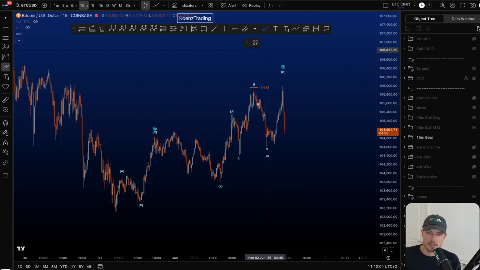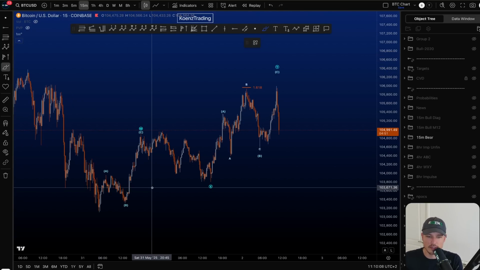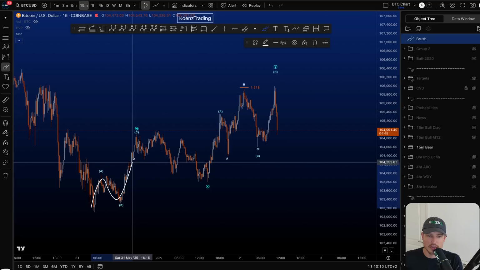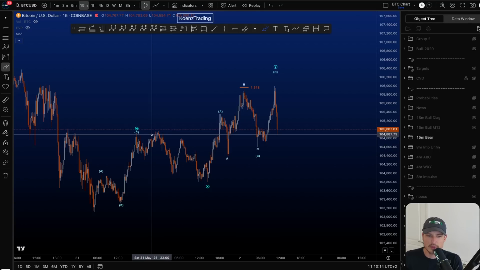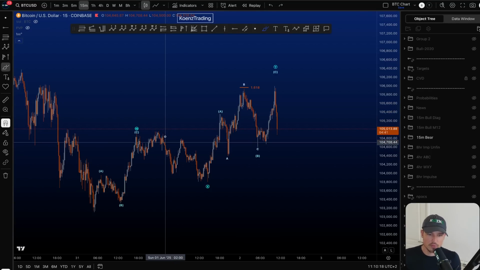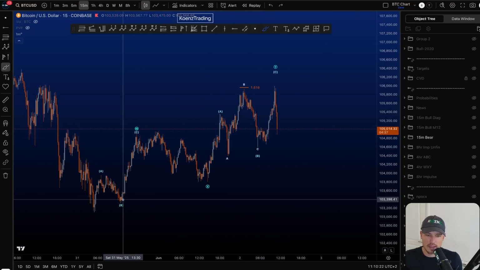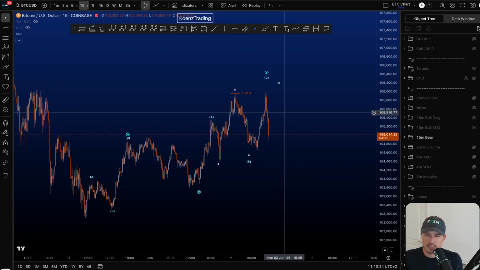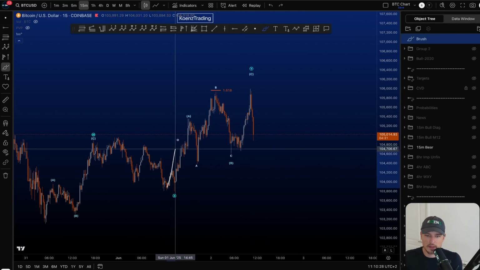So here we then have a corrective structure to the upside. In this scenario, we would then have a WX and then another wave Y towards the upside. So in this case, this high over here, for the ones wondering, is going to be a wave B, then a WX and a Y inside wave X. So it's basically a double zigzag here towards the upside. Inside your wave Y, another ABC.